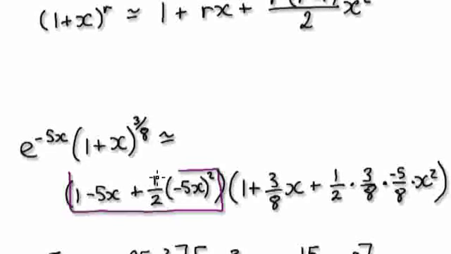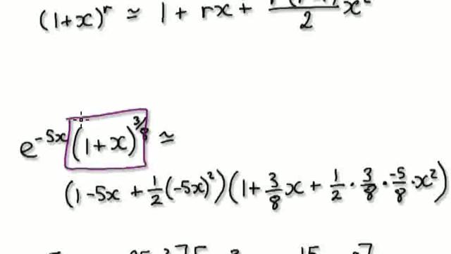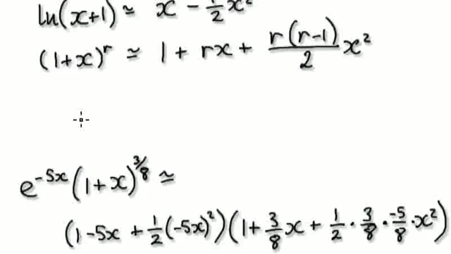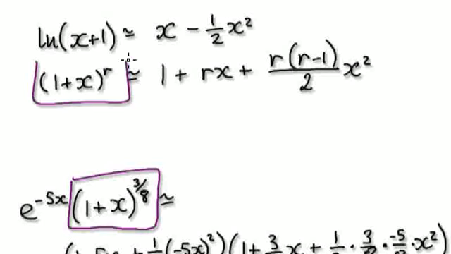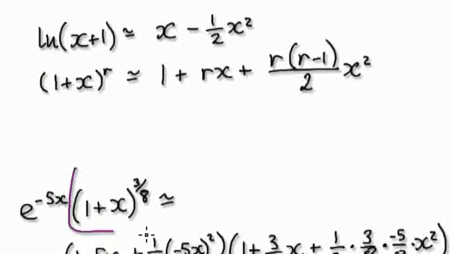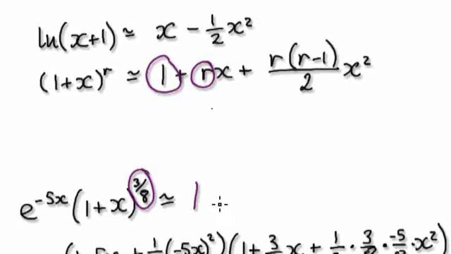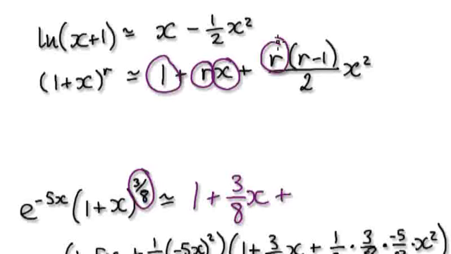And then you would use the same process for this other block. For this block, we would use this thing here, where r would be this. So we would use 1, and then r, which is 3 over 8, times x. That's this x here. So that would be 1 plus 3 over 8 x, and then plus the next term, r.